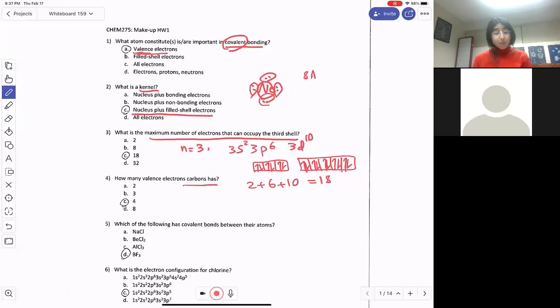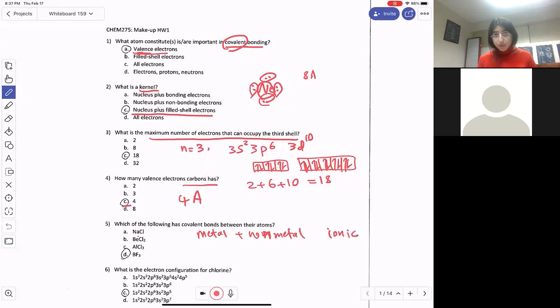How many valence electrons does carbon have? Carbon is in group 4A, it has 4. Okay. Which of the following has covalent bonds between their atoms? Metal plus non-metal is ionic. Don't get confused. So these are all metals. So BF3 would be covalent bonding.